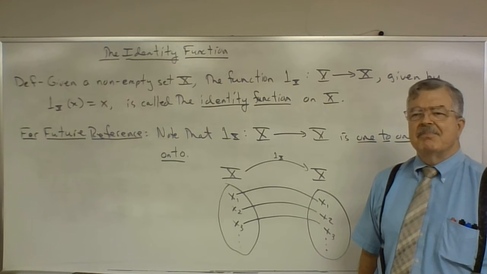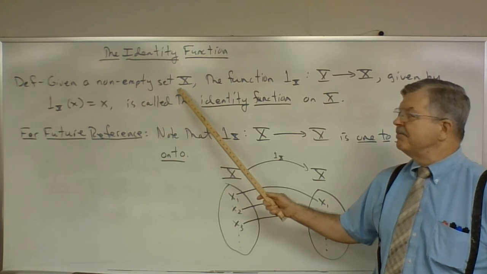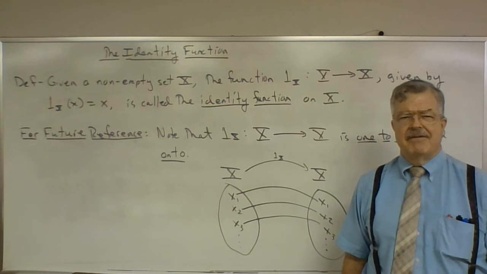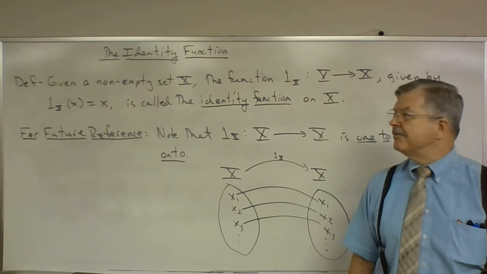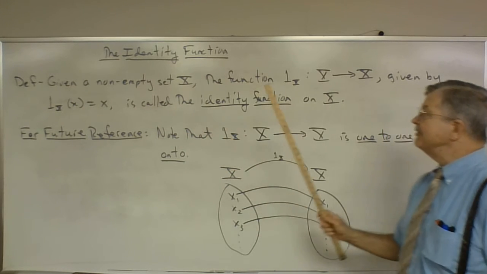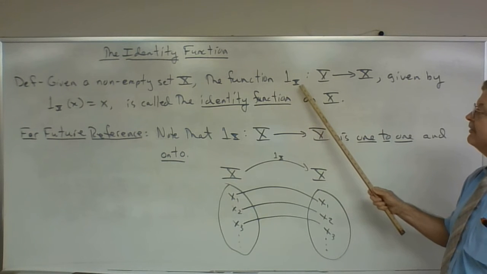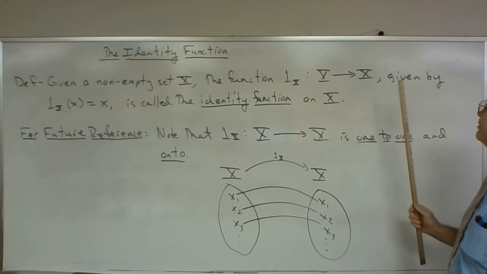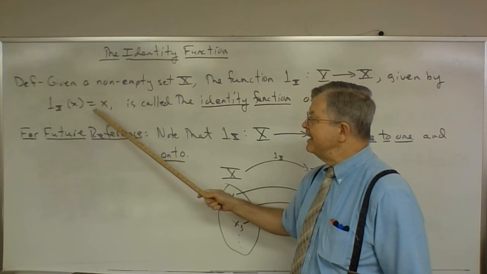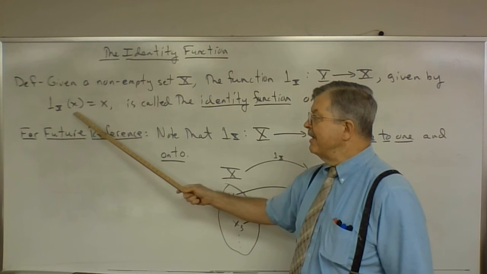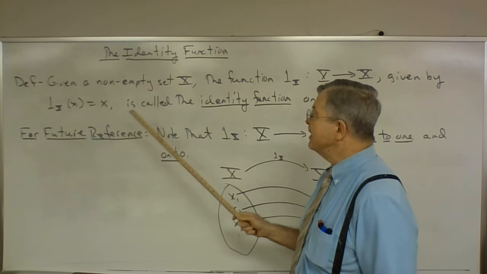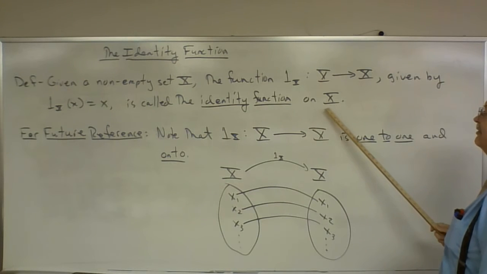The identity function will appear in proofs and things like that. And it's quite handy to have a name for the identity function because of that. So here's the definition. Given a non-empty set x, the function 1 sub x from x to set x is given by 1 sub x evaluated at x equals x. In other words, we plug an element into this function, we get the same element back out. This is called the identity function on x.